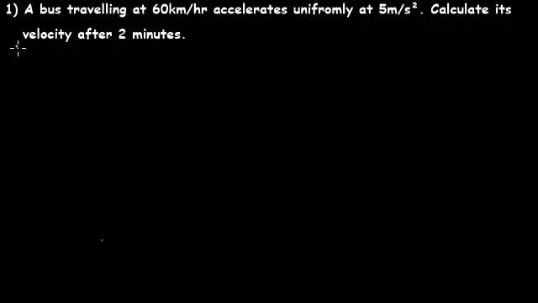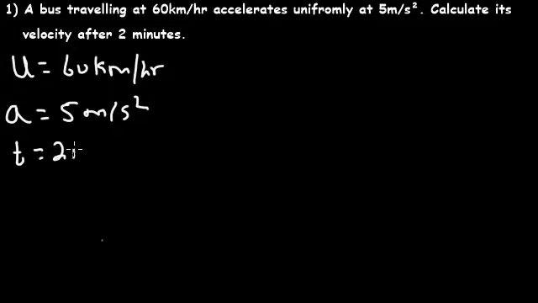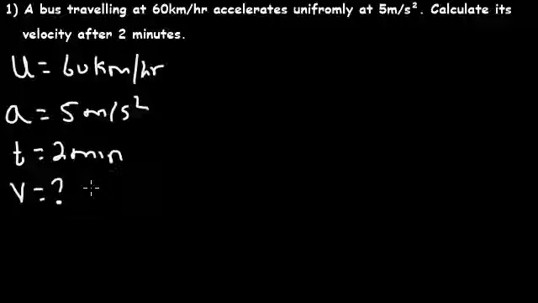So please make sure before you begin the solution that those quantities are in the appropriate units. Now we are given u to be 60 km per hour. a is given to be 5 meters per second squared. And finally, t is 2 minutes. Now, what exactly are we required to find? Calculate the velocity after 2 minutes. The final velocity, the velocity after the 2 minutes. So we need the final velocity v equals question mark.